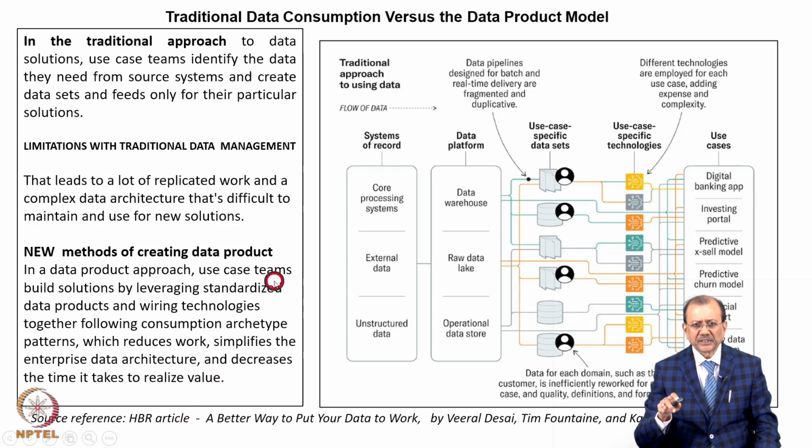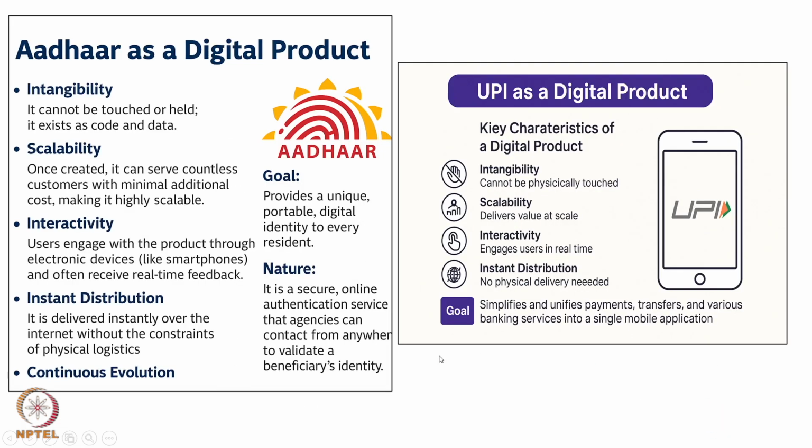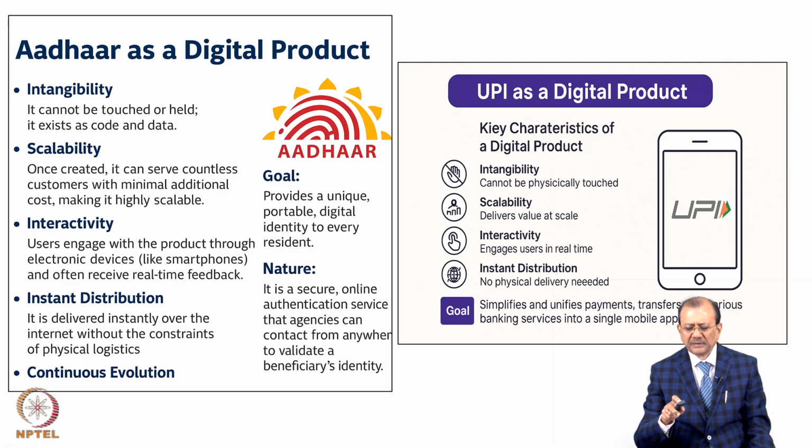This depiction I have taken from a very important article published in HBR, "A Better Way to Put Your Data to Work." As you are seeing on the right hand side, there are use case specific data sets, and the same data is being used for different purposes. I would like to explain this with the help of one example. We are aware of Aadhaar, and Aadhaar is being used in multiple applications. It's the same software code which is being used in different situations.